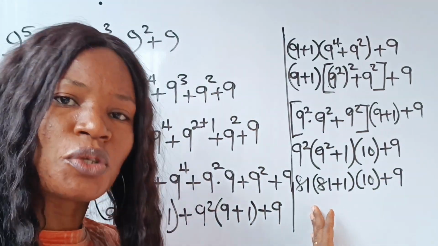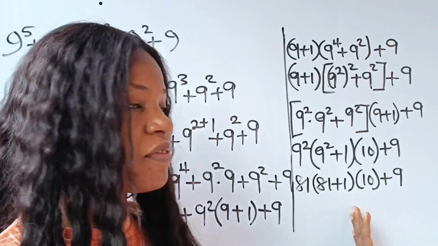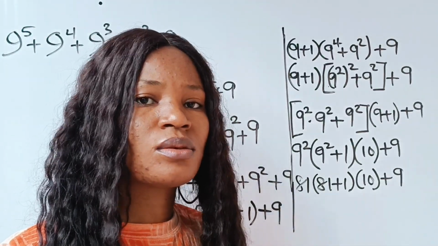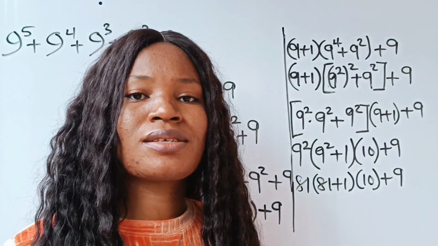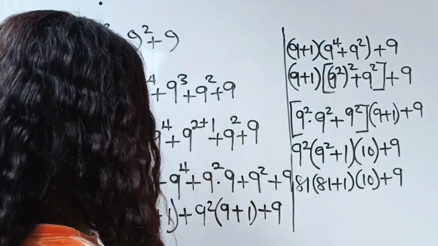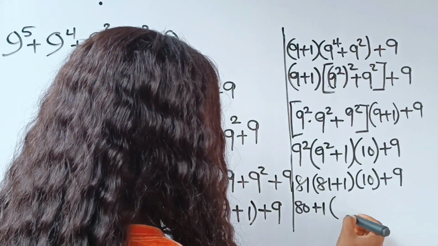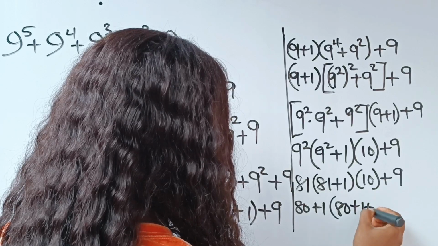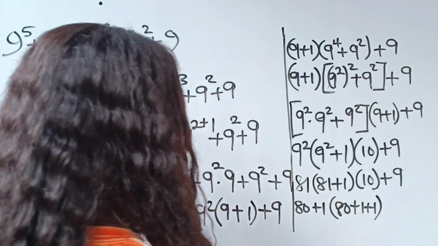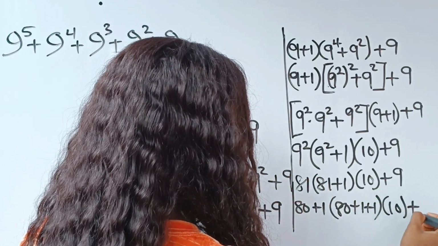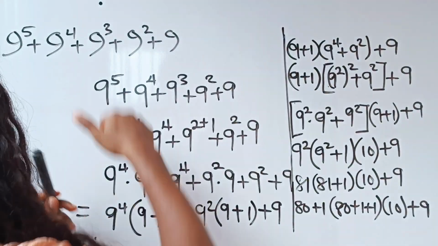Now 81, the intention is to simplify this, and that is what we are doing. So 81 can be written as 80 plus 1. So we can write this as 80 plus 1, multiplied by 80 plus 1 plus 1. That is it for here. Multiplied by 10 plus 9.